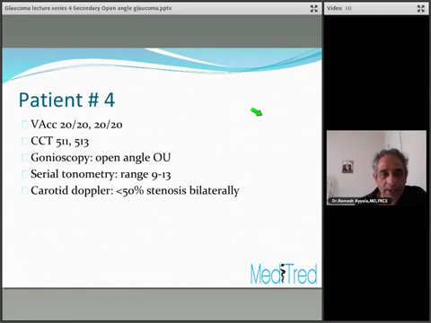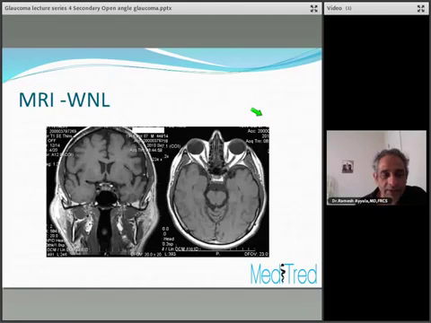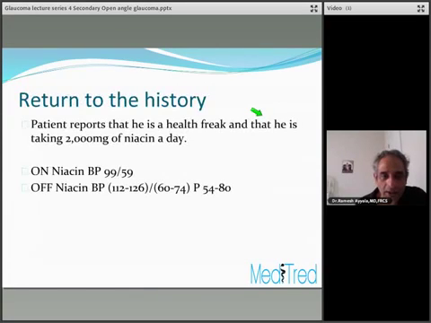Because of the presentation, we did go ahead and get an MRI to rule out intracranial pathology, which was found to be normal. And so then we asked the patient what medications he takes, and as he was walking out, he casually mentioned that he's a health freak and that he takes about 2,000 milligrams of niacin a day.